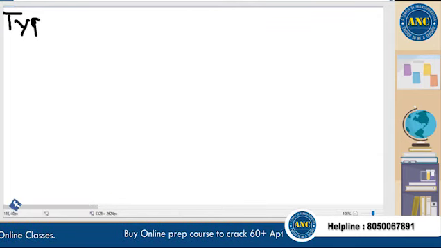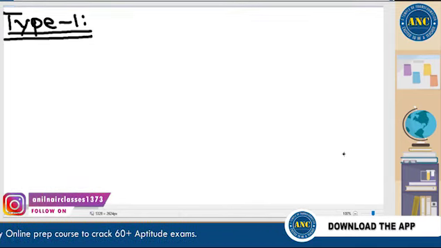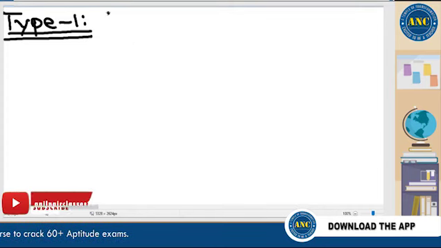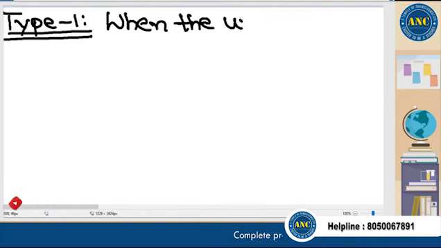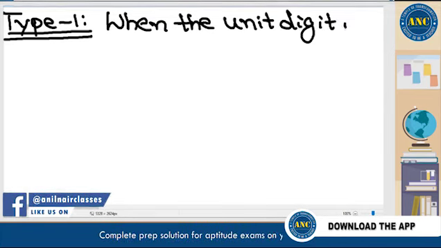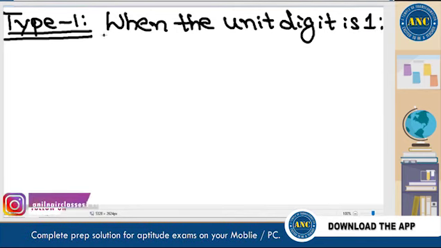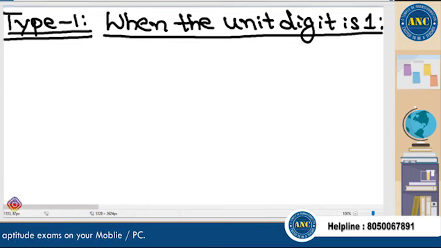Please write down type 1. How to find the last two digits of any number. In that, type 1 is when the unit digit is 1. How to find the last two digits of any number when the unit digit is 1.